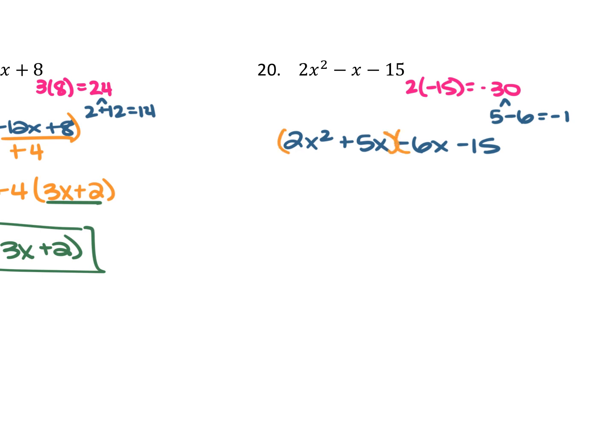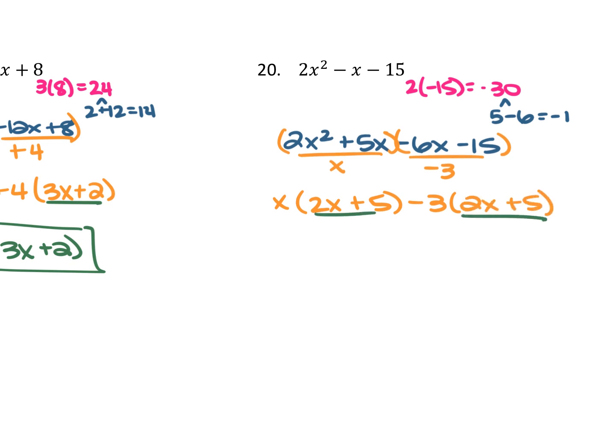Factor this by grouping. Factor out an x from the first set of parentheses, a negative 3 from the second. That gives you x times 2x plus 5 minus 3 times 2x plus 5. Two parentheses are identical, so that's x minus 3 times 2x plus 5.